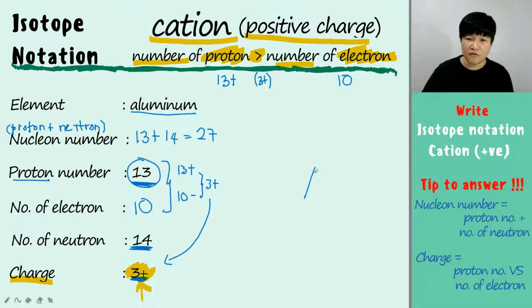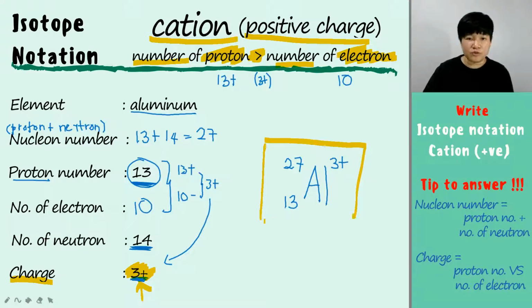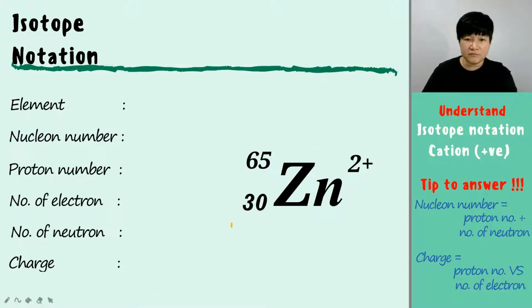Isotope notation of aluminium will be starting with the symbol of Al. The proton number over here is 13. The nucleon number is 27. And the charge is 3 positive. And this is the isotope notation of aluminium in this question. Alright? Simple.